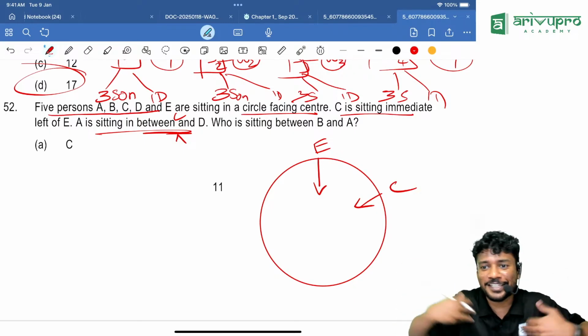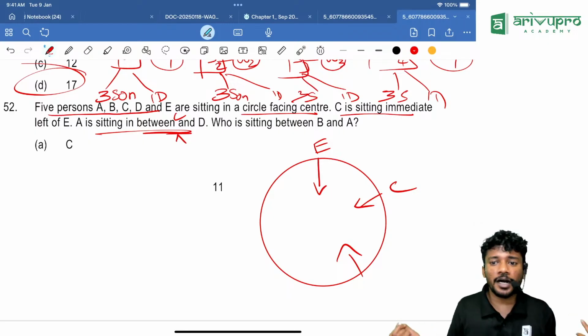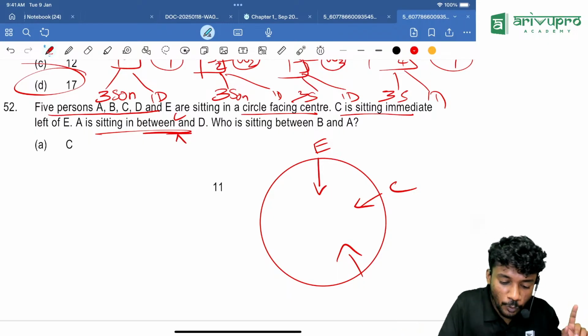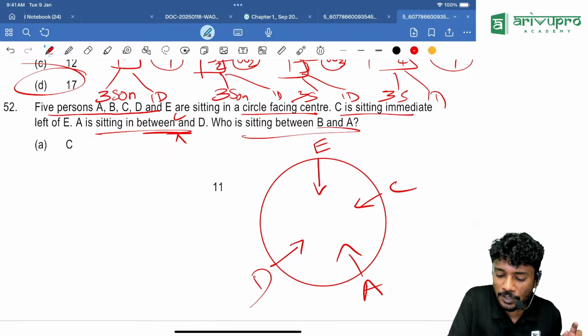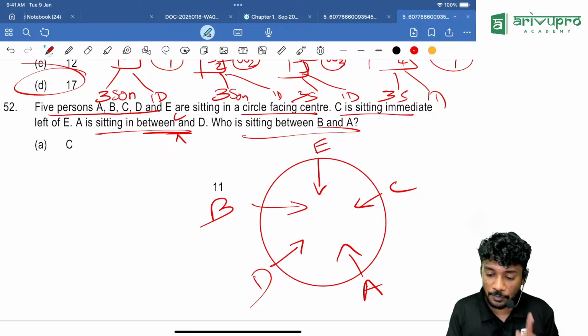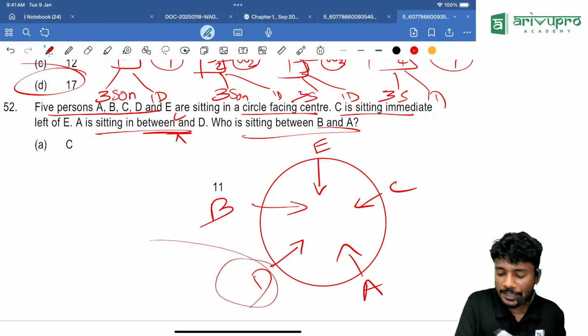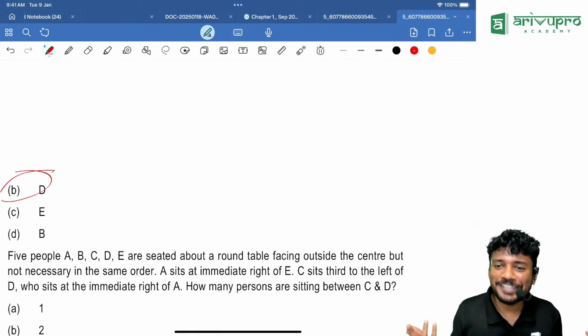So we can go with our assumption. So the question is wrong. You will get 1 mark. So C and D, who is sitting? A is sitting. Then what is there? Who is sitting between B and A? B can only sit over here. Who is sitting between B and A? What is the answer? D is the answer. But the question is wrong.